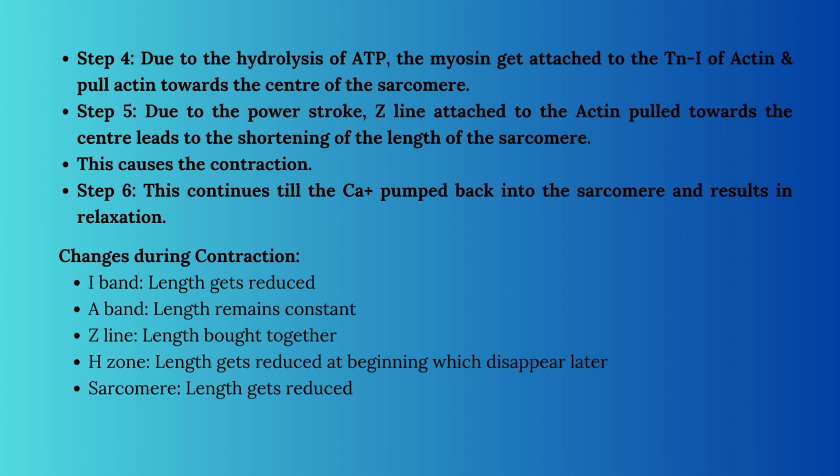Changes during contraction. I band, length gets reduced. A band, length remains constant. Z line, length brought together. H zone, length gets reduced at the beginning and disappears later. Sarcomere, length gets reduced. These changes are vice versa during relaxation.